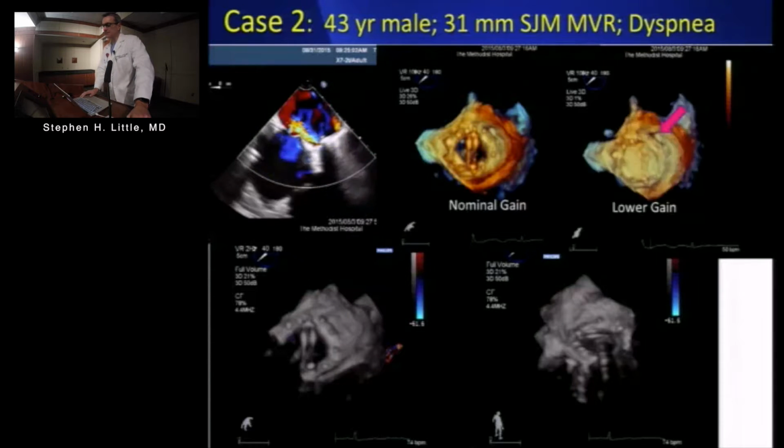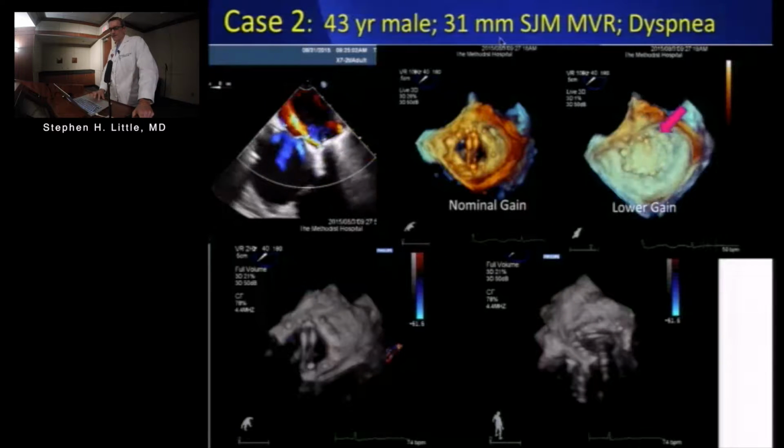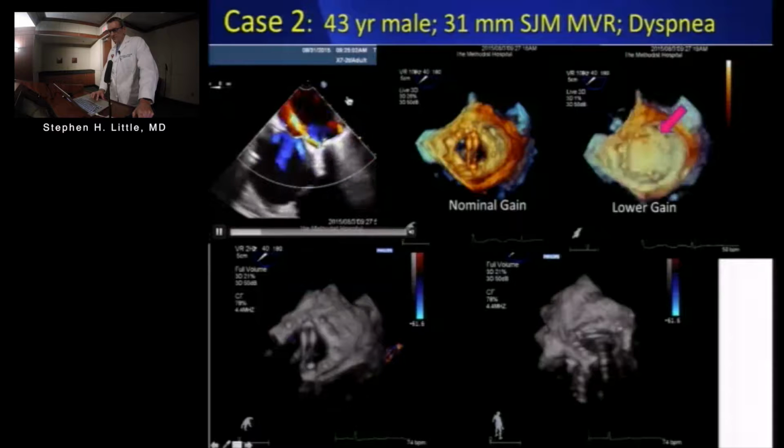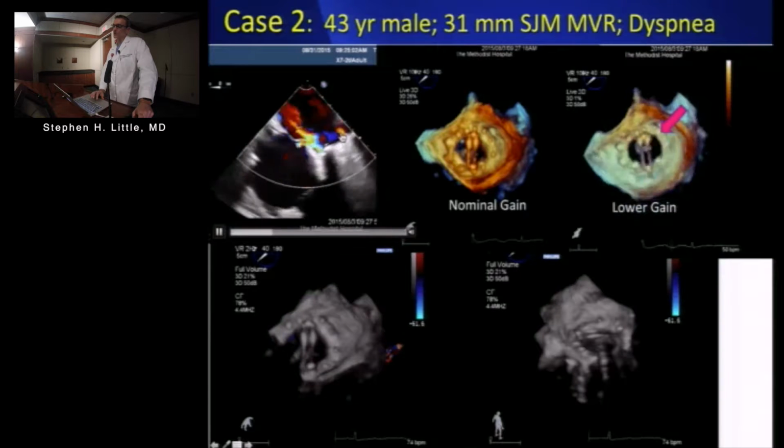This is a different case, same kind of problem, but it shows some of the detail and a little bit of the nuance with image optimization. So this is a case not so long ago. This was from the summer, end of August. Mechanical valve in the mitral position. You see over here a little washing jet.